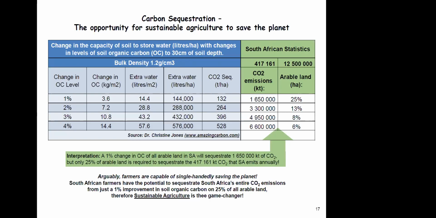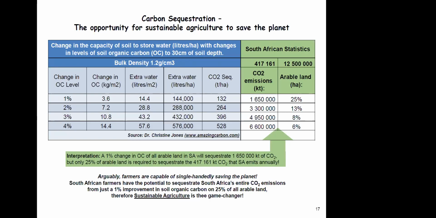Now, I got so excited by this table that a few years later, I extrapolated these numbers for the South African context. And now you see the extension to the table in green. Now, I'll describe what these numbers mean. So at the top, on the first green column on the left, you'll see 417,000 kilotons of CO2 emissions. That was South Africa's annual emission in 2015.